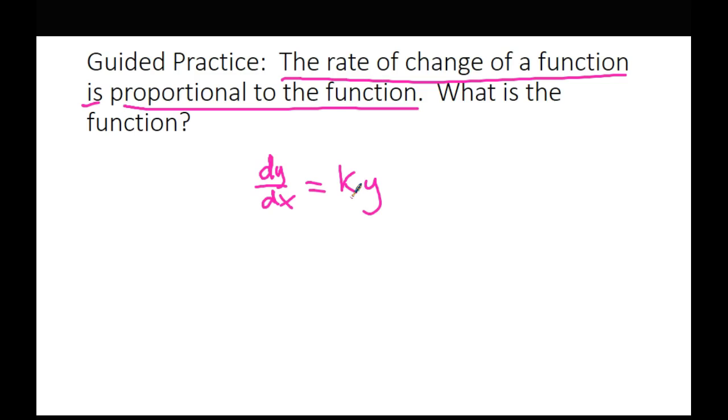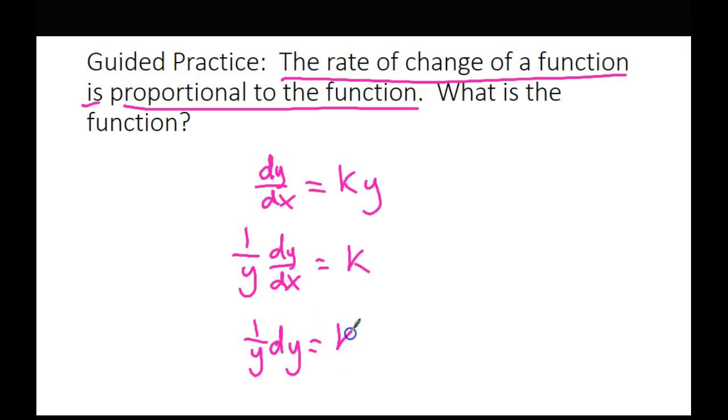Yeah. So it's called separating the variables. You want all the x's on one side and all the y's on the other. So what I'm going to do then is I'm going to divide both sides by y. And then I'm going to multiply both sides by dx. And that gets me here. You guys good? So now I've got all the y's on one side, x's on the other. And now we can go ahead and integrate, right?